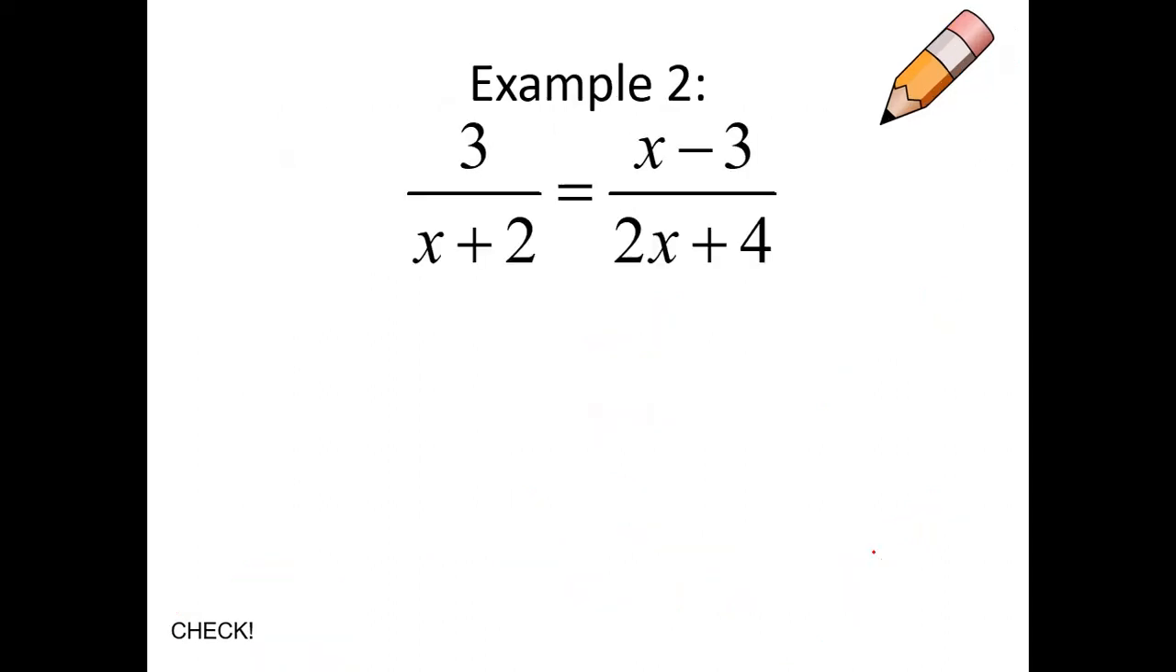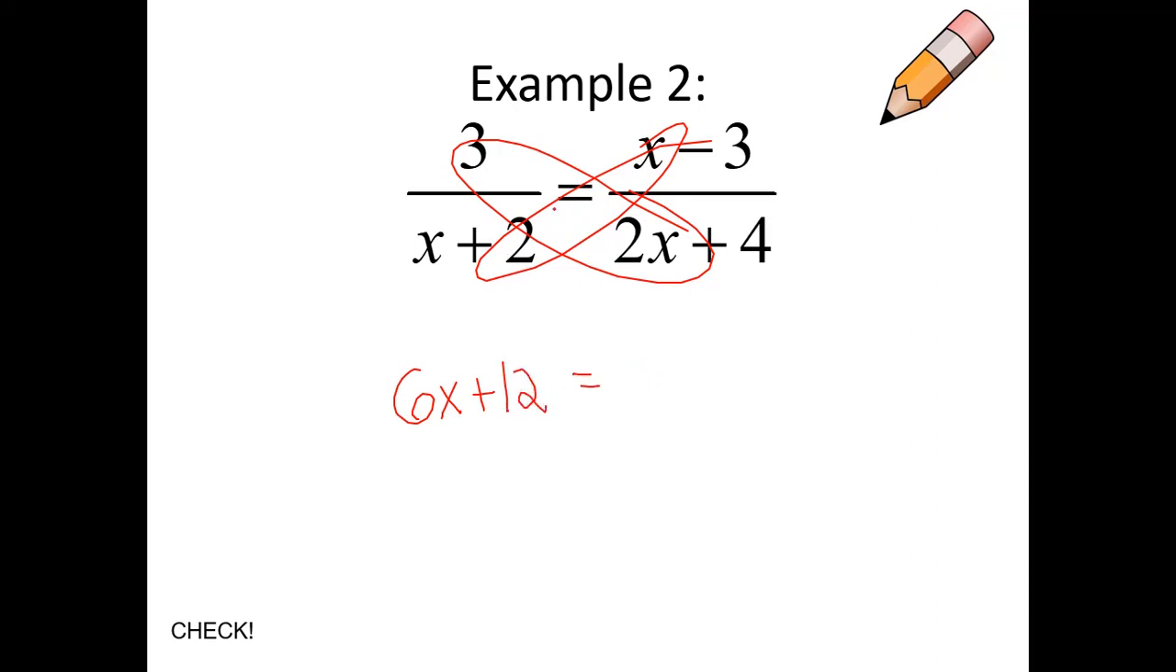Let's try another example. So just like last time, I'm going to cross multiply. So multiply, multiply. So 6x plus 12 equals. Well, I have to FOIL those, so I'm going to put this guy up here so I can see them together. So x times x is x squared. x times 2 is 2x. Negative 3 times x is negative 3x. Negative 3 times 2 is negative 6.